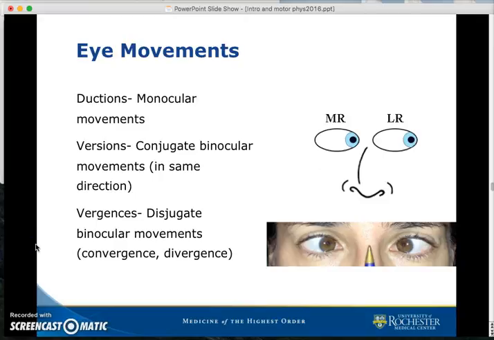Okay, when we describe eye movements, we can have ductions, which is just a monocular movement of the eye, cover up one eye and see what the other eye is doing. Versions are conjugate bilateral movements in the same direction. So the top picture here is levoversion, the eyes are both moving to the left. And then vergences are disjugate binocular movements, which is convergence or divergence, which you see in the bottom picture here.